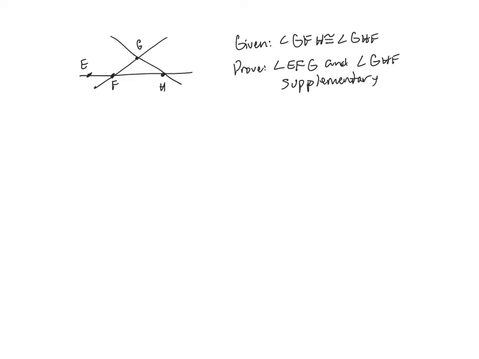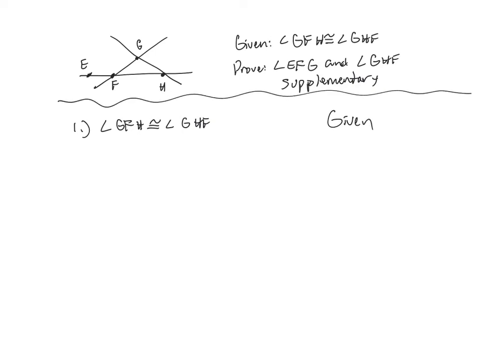All right, so first thing, write the given. Angle GFH is congruent to angle GHF, and I know that because it's given. So label that GFH, that one, and GHF, that one, are congruent.